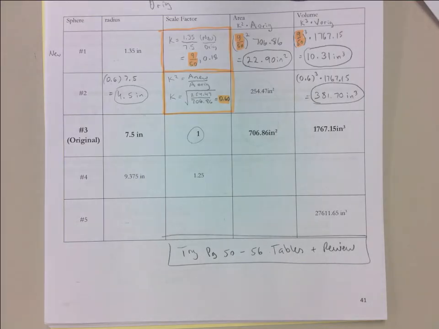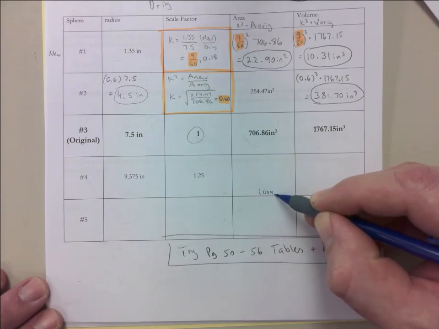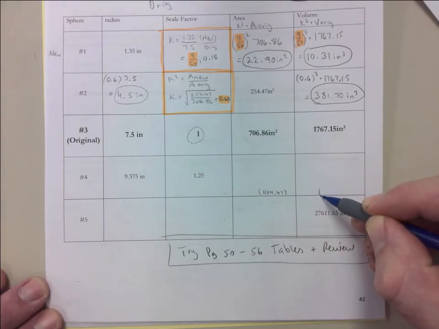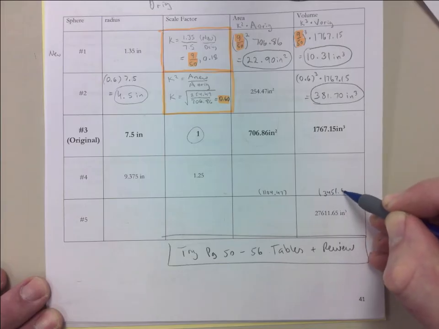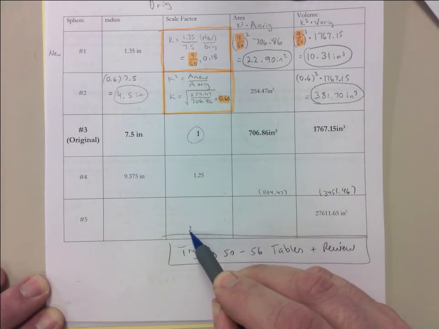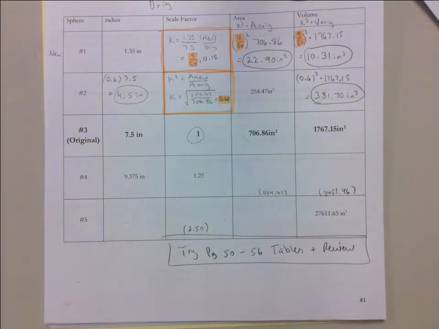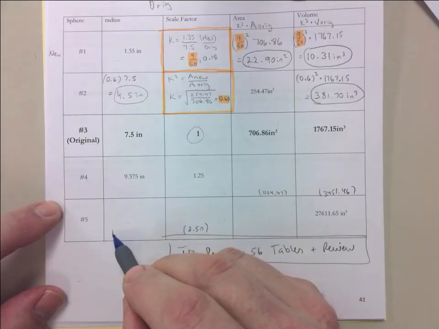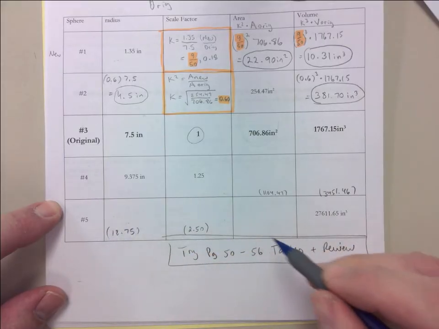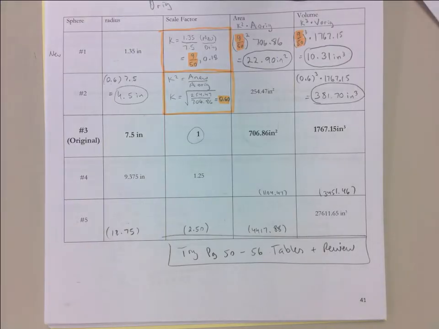And I'll post the answer key to this as well. I'll put the answers down at the bottom here. You're supposed to get 1104.47. Here you're supposed to get 3451.46. The scale factor here is 2.50. This is 18.75, and this is 441788. So then you at least have something to go off of.